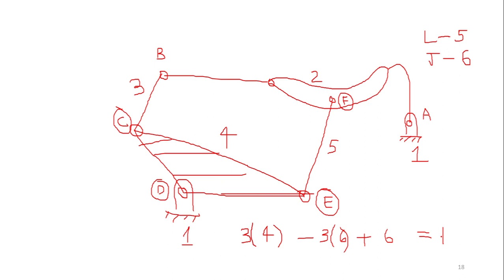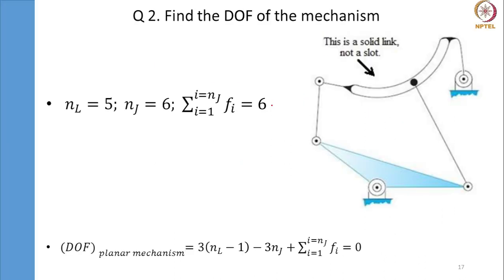Sir, one doubt. The link which is connecting from 5 to 2, isn't there a slider inside? This one you are talking about? Yes, sir. So this is a solid link and it is not a slot. So it doesn't have a slider motion here. It is a solid link. It's not a slot. Okay, I mean, I considered it as a slider. Okay, no problem.